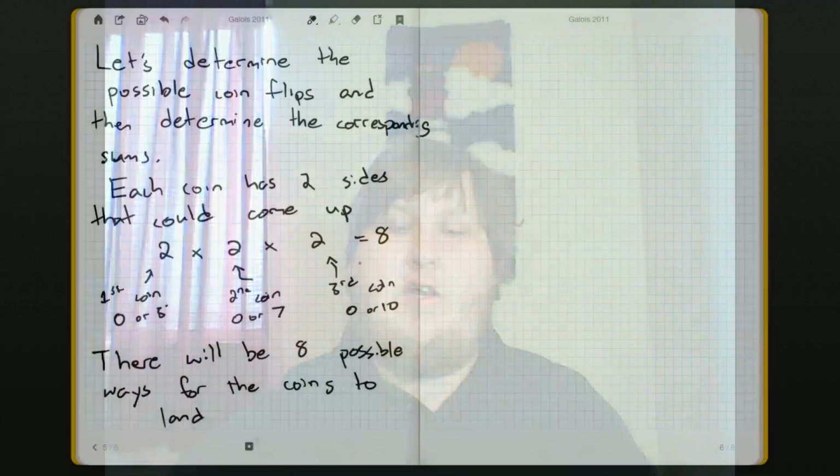It's the fundamental principle of counting that we're using here. If you have independent activities, to get the total number of combinations, you multiply them all together. So I'm going to start listing out possibilities, and I'll know I'm done when I get 8. It'll be a nice little confirmation here.